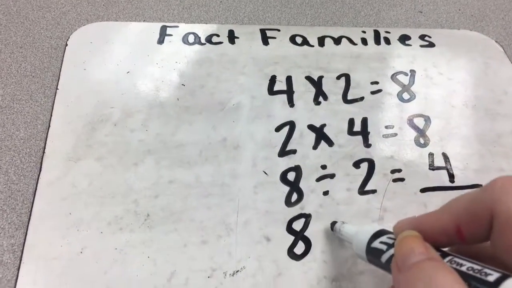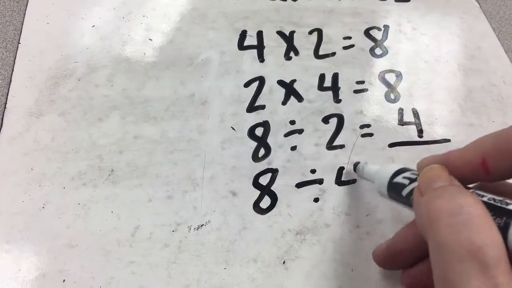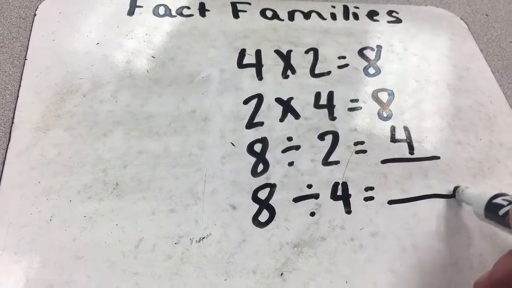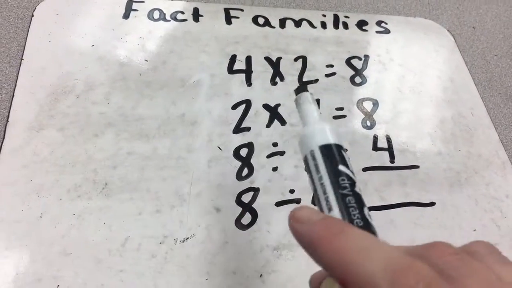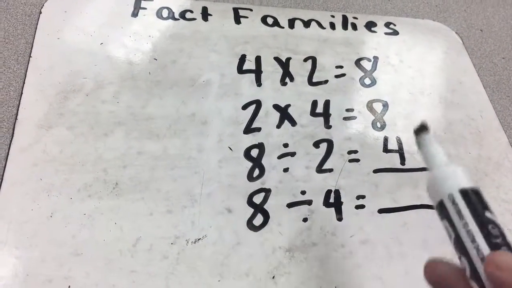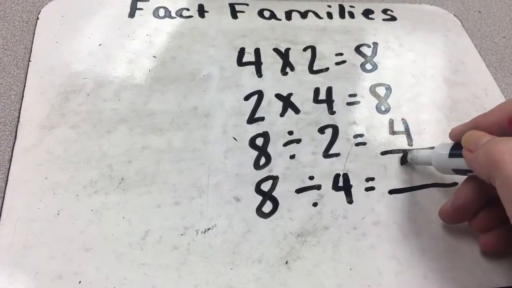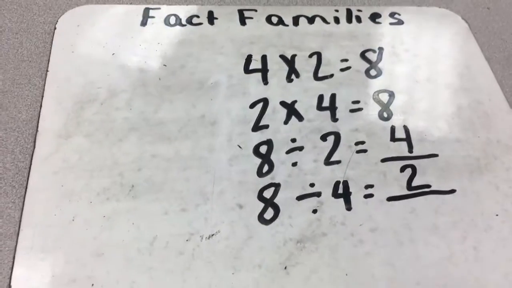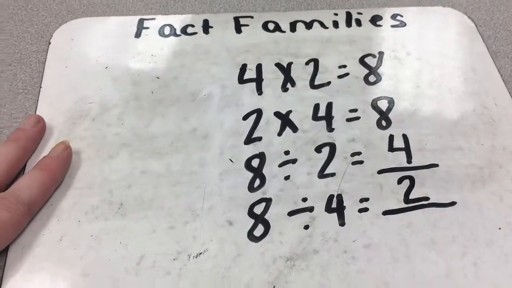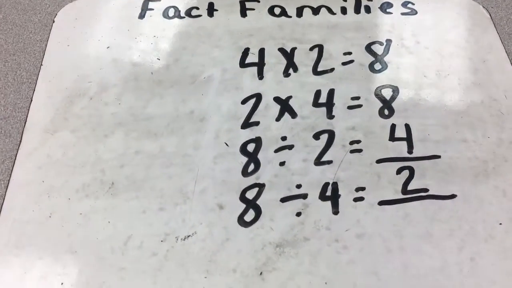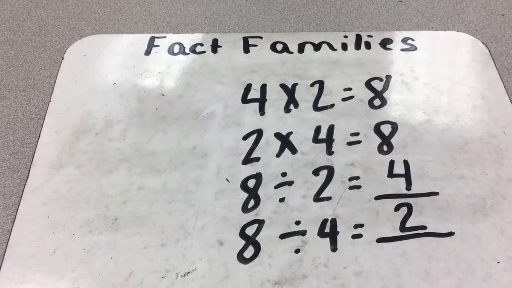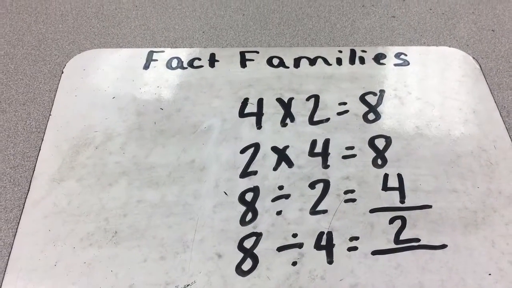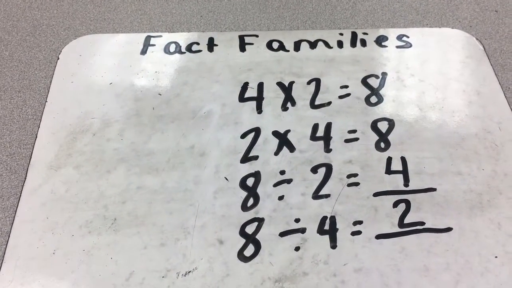And 8 divided by 4 equals blank. Well, 4 times what equals 8? 4 times 2 equals 8. So 8 divided by 4 equals 2. Once your child gets a good understanding of the multiplication facts and they have fluent recall of those facts, it's much easier for them to use their multiplication to help them solve those division equations.